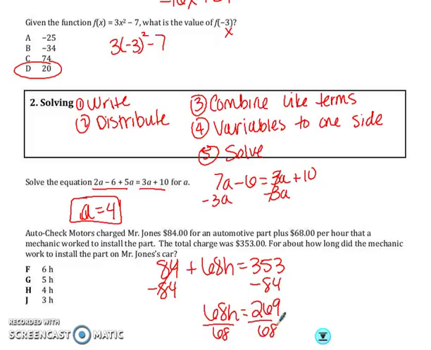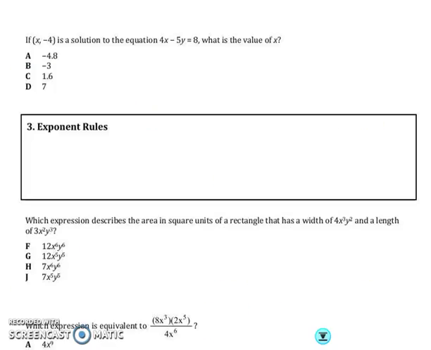So 289 divided by 68 gives you about 3.9 in your calculator. So it's asking for about how long? Well, that's going to take you about 4 hours to do. Okay, so writing and solving. One more on that little section real quick.